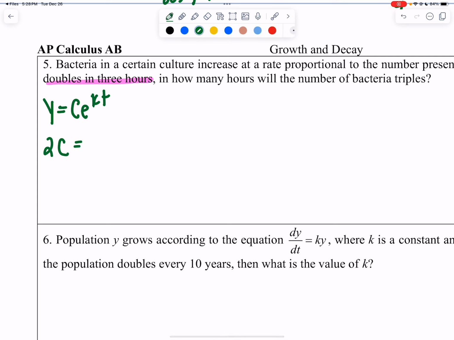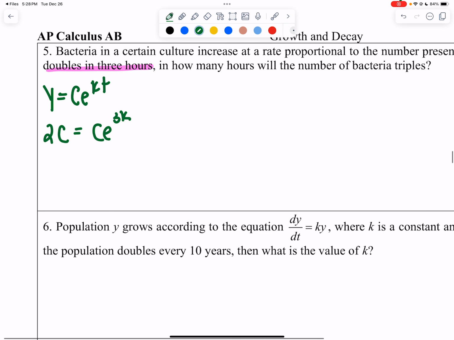And then I'm going to have C e to the 3K. I'm going to solve for K. That's going to give me 2 e to the 3K. ln of 2 is equal to 3K. K is equal to ln of 2 over 3.